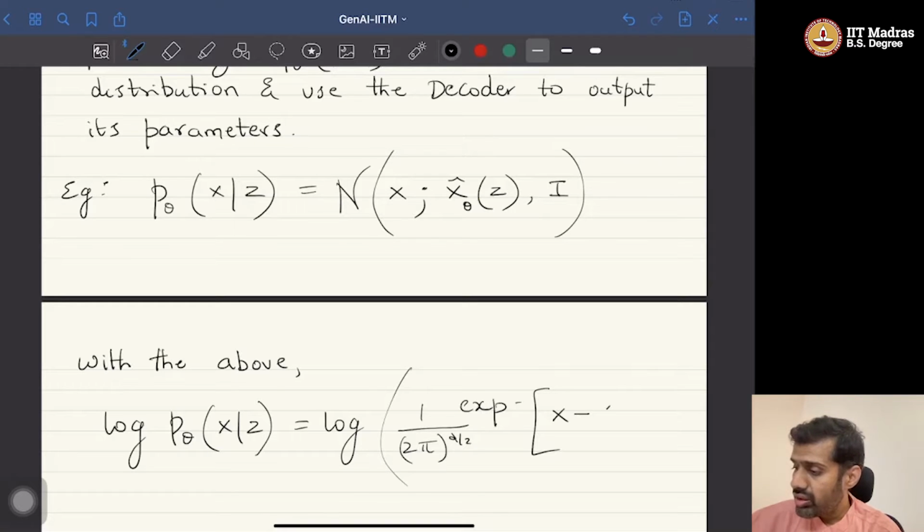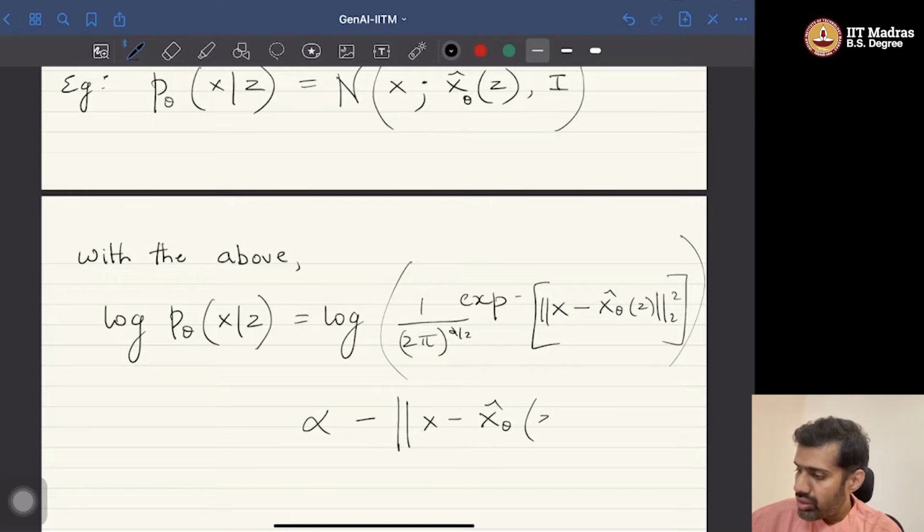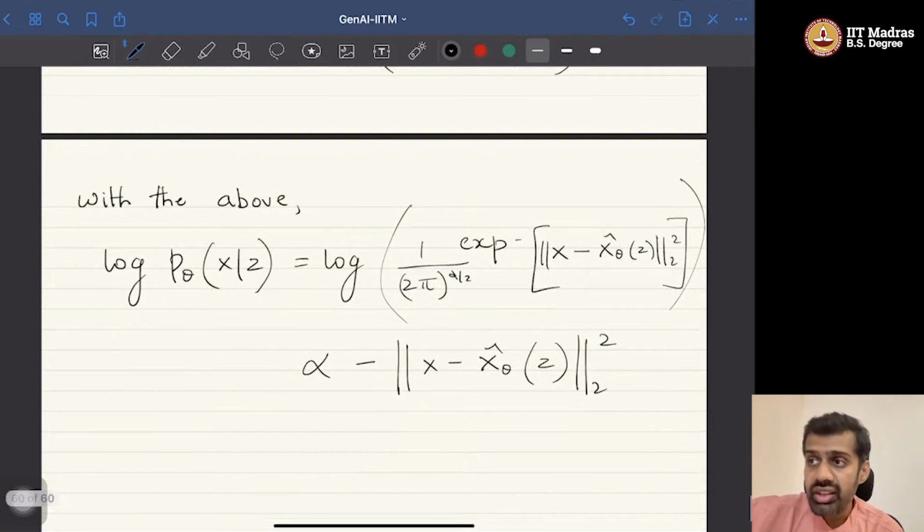So x minus the mean, which is x cap theta of z. There's a norm here, and since the variance is identity, this is all it is. This is how the Gaussian distribution looks. Now I can take the constant out. I can say that this is proportional to simply the negative of the exponent, and the log gets cancelled, so we have x minus x cap theta of z. That's it. I can use this as the loss function.